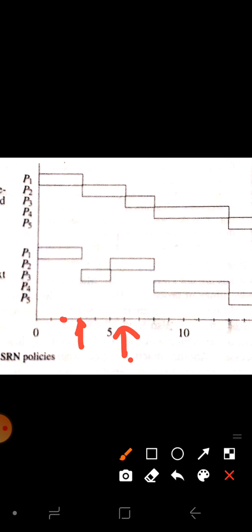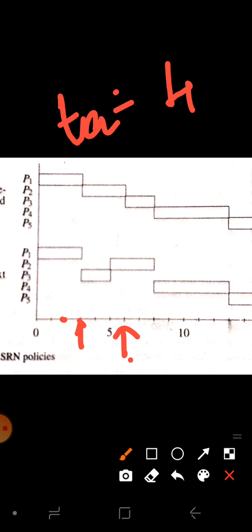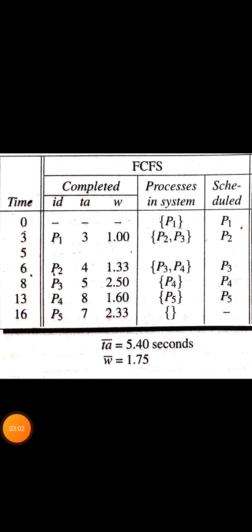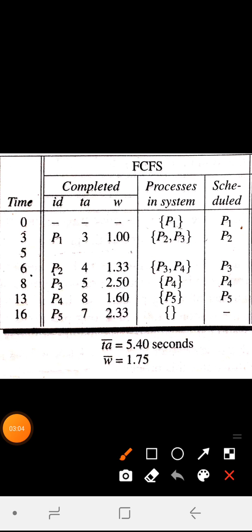Now the turnaround time is nothing but the time from when the job is submitted to when the job is completed. Therefore it will be 4. The turnaround time is 4, whereas weighted turnaround time is turnaround time divided by service time, which is equal to 1.33 for process P2. See here, process P2 has turnaround time 4 and weighted turnaround time 1.33.